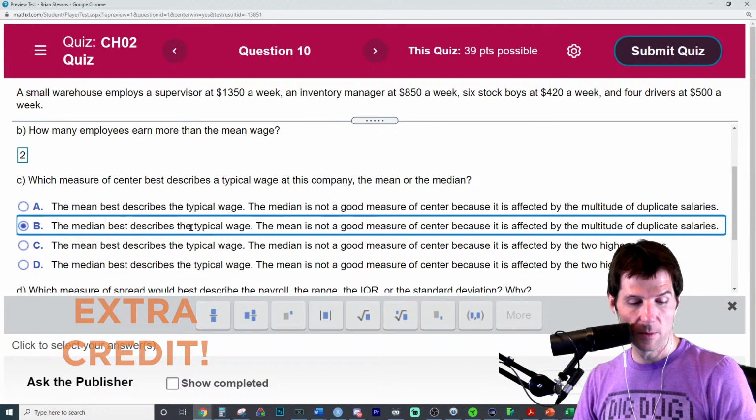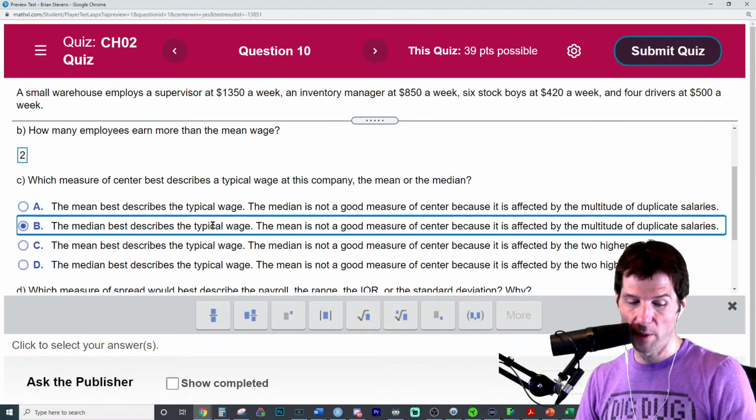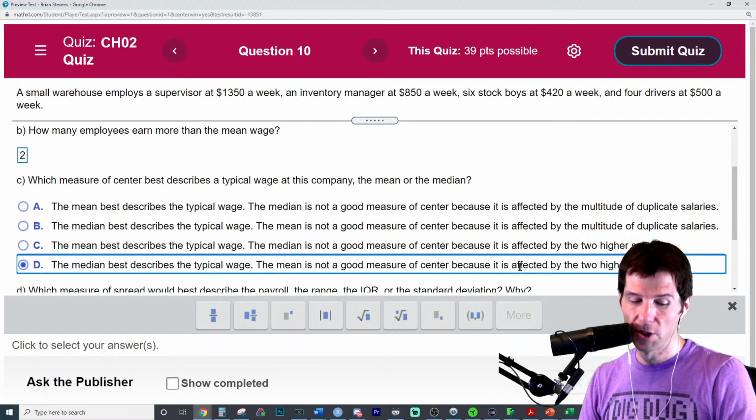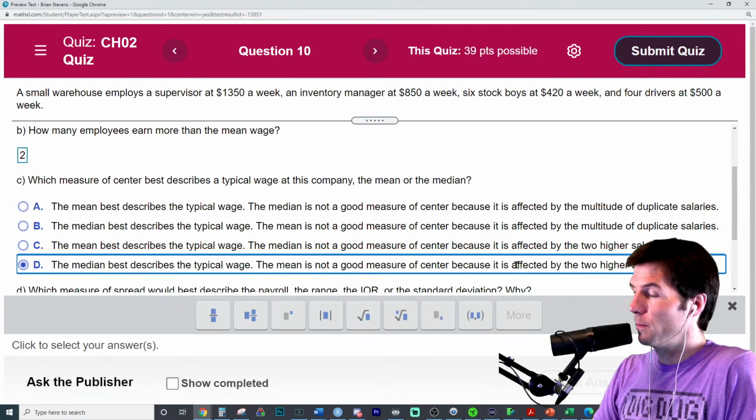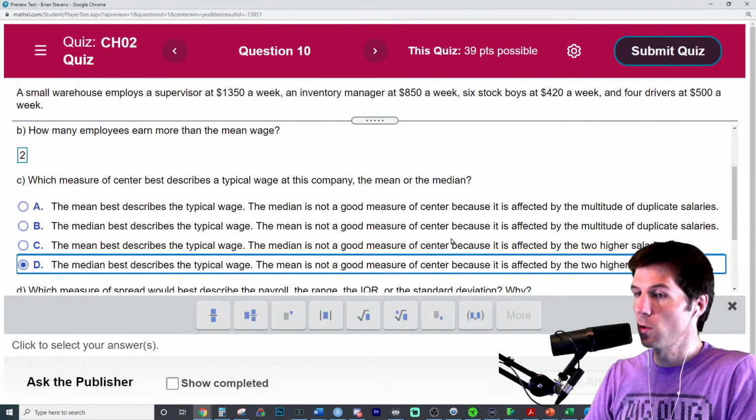So the median is going to be better. The median best describes typical wage. The mean is not a good measure of center because it is affected by the 2 high salaries. So the mean is affected by the skew right there.